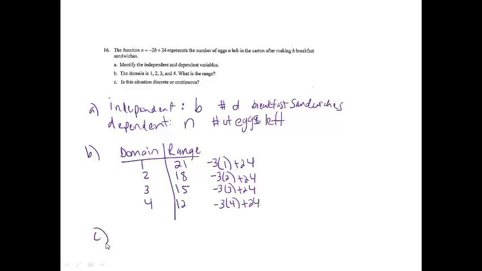And then for part C, it says, is the situation discrete or continuous? So can I get whole numbers or can I get fractions and decimals as well? So if I'm talking about how many sandwiches I make, well, I could make half a sandwich, but I guess I'm not going to make a third of a sandwich or a fourth of a sandwich or a decimal part of a sandwich. So I would say that this situation is going to be discrete.